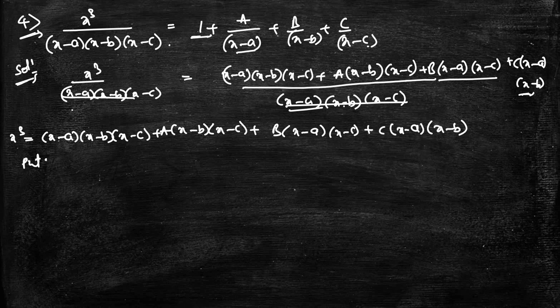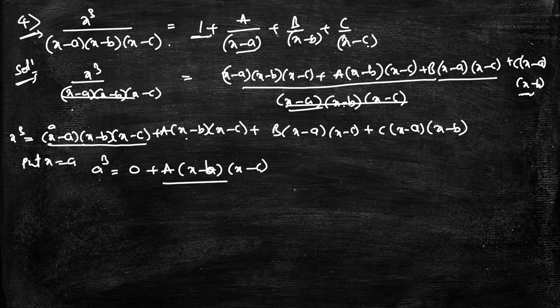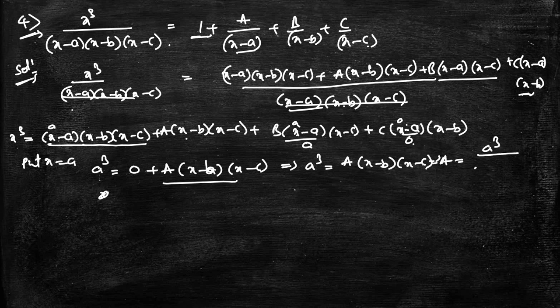So I will put x is equal to a in this one, so it will become 0. So x cube, with x equal to a, means a cube is equal to this. In this place I will substitute a, so it will become 0, so the total will become 0, plus in this a into (x - b)(x - c) will remain, and the other terms are also 0. Now a cube is equal to a into (x - b)(x - c). What is the value of a here? A is equal to a cube divided by (x - b)(x - c).